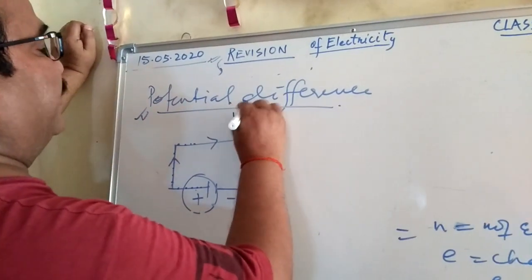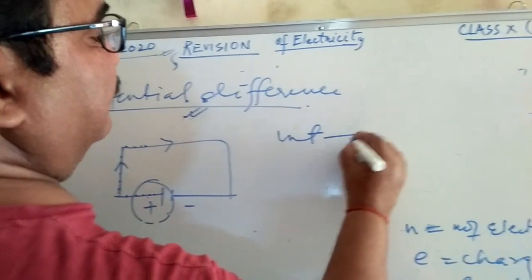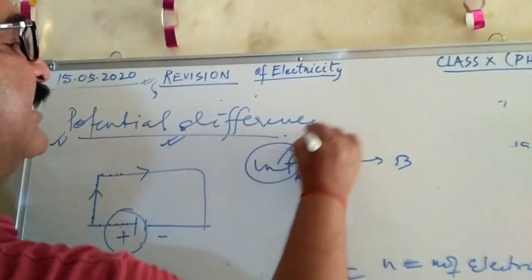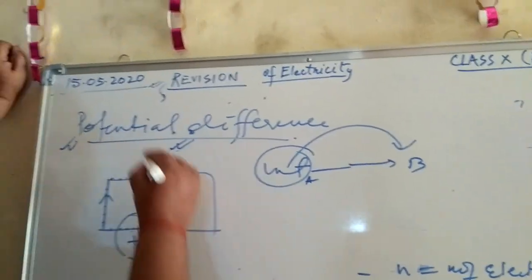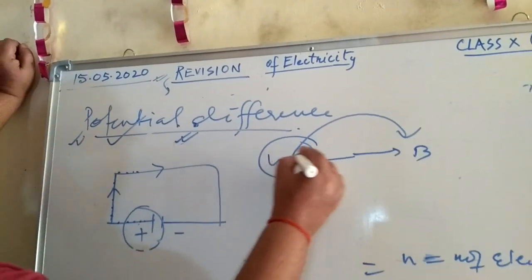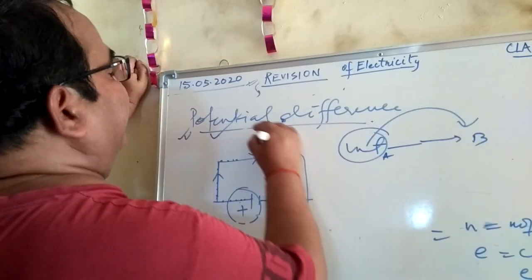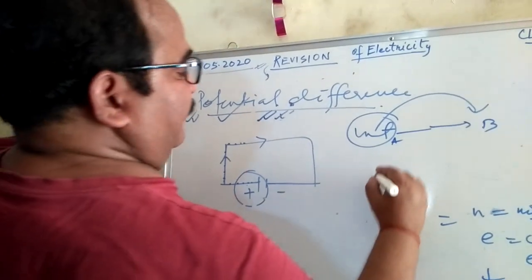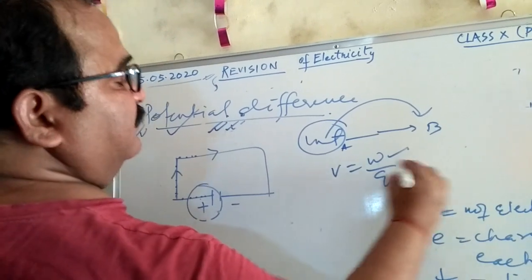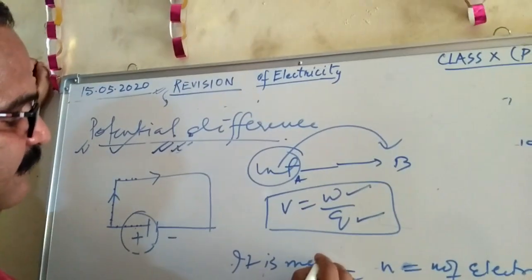So what is potential? It is the work done in bringing a unit charge from one point to another point. This unit charge does some work, and that is called potential. If different charges do the same thing at different points, it produces a potential difference. So V is equal to W by Q. Work done per unit charge is called potential difference, and it is measured in volts.